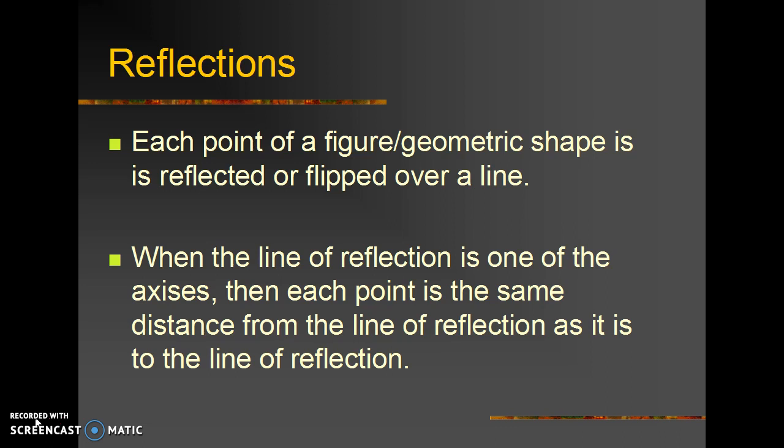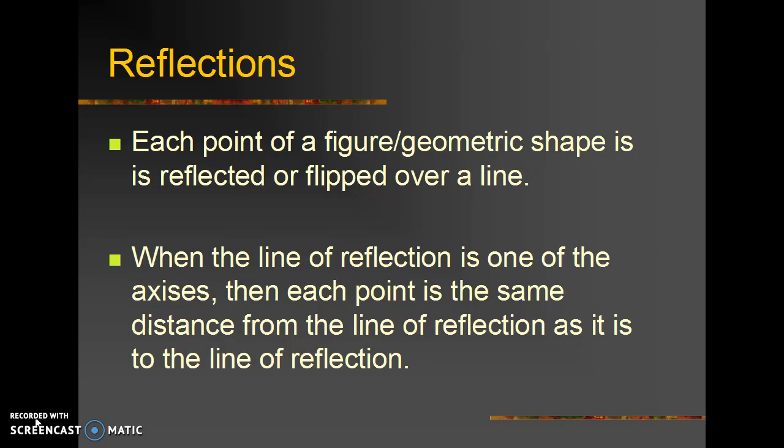When the line of reflection is one of the axes, then each point that you're reflecting is the same distance on both sides of the line for each point. So let's say A is 2 points to the right of the x-axis. Then you're going to count 2 to the x-axis and then continue counting 2 more in the same direction so that it is still 2 places but on the other side of the line.